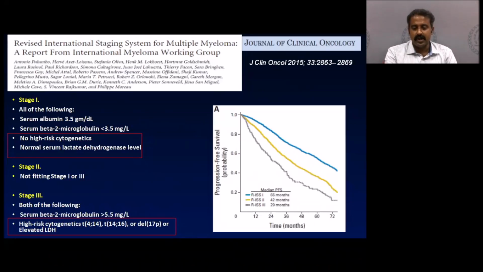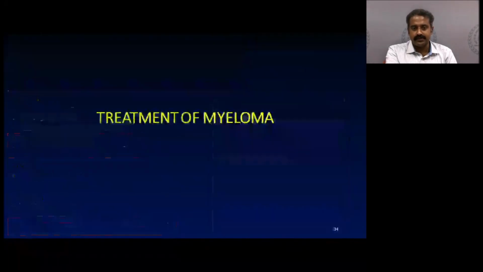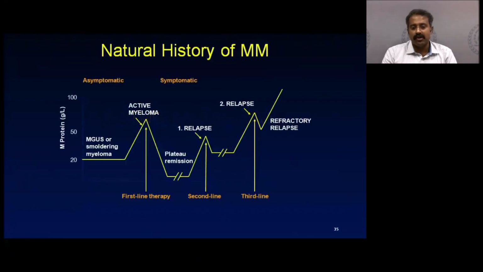And this PFS curve shows that when you move from RISS1 to RISS3, the prognosis can change and the survival can become less. Now, looking at the treatment of multiple myeloma, before going to the treatment, it is very important to understand the natural history of multiple myeloma. This is how a typical patient with multiple myeloma behaves.